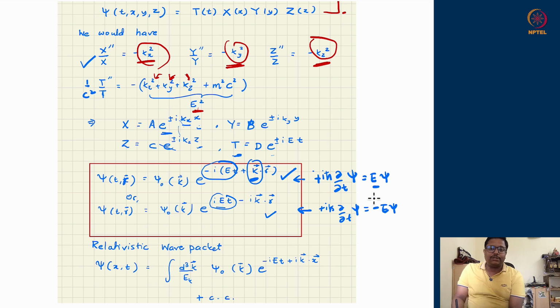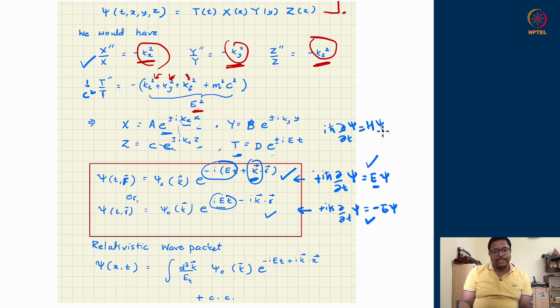This is the definition of stationarity. Even in the Schrodinger equation we demanded this as the definition of stationarity, which remains true in the case of the Klein-Gordon equation as well. So I will have these two solutions possible, one with positive E and one with negative E. Contrast this with the Schrodinger equation, where we had only one solution with positive E. Iota h bar del del t psi was H psi, and that was supposed to be E psi. Only one signature was there. Here in the relativistic setting, there are two signs possible, positive energy and negative energy.